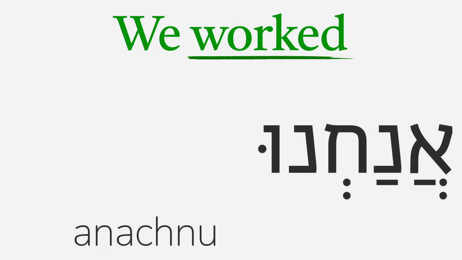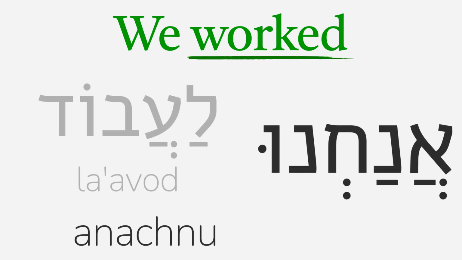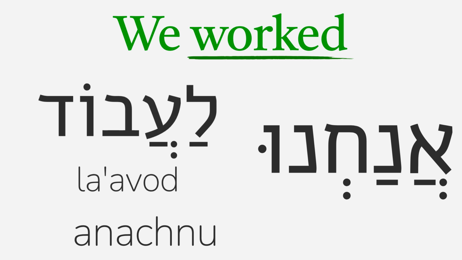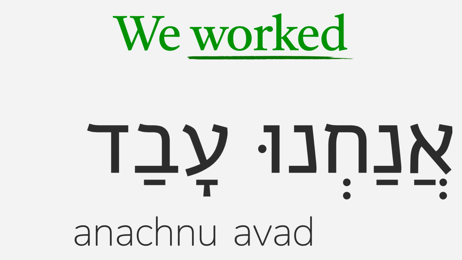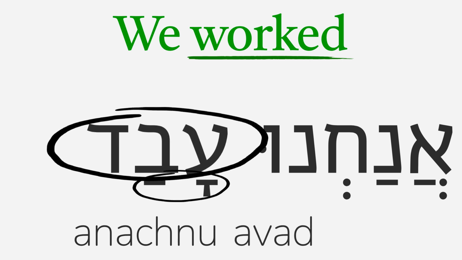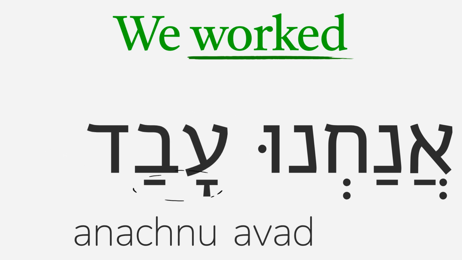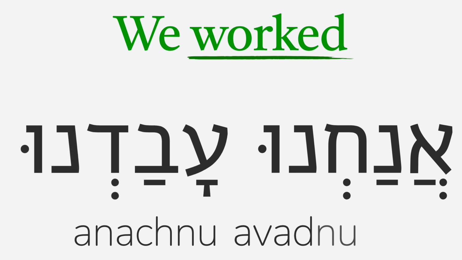Let's figure out how to say we worked. We is anachnu, and worked will be the anachnu form of the past tense of la'avod, to work. We can make this anachnu form from the basic hu form, avad, which just has the three letters of the root with a kamatz and patach. We just add nu onto this to get avadnu. Anachnu avadnu. We worked.